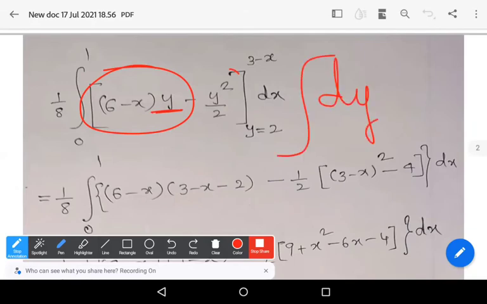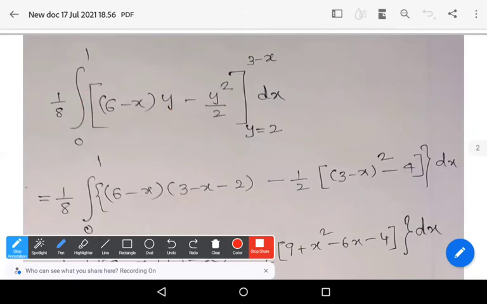Integral dy, you get y, and integral y square by 2. Substitute the lower and upper limits, 2 and 3 minus x. You get 6 minus x into 3 minus x minus 2, 1 by 2 into 3 minus x whole square minus 4.